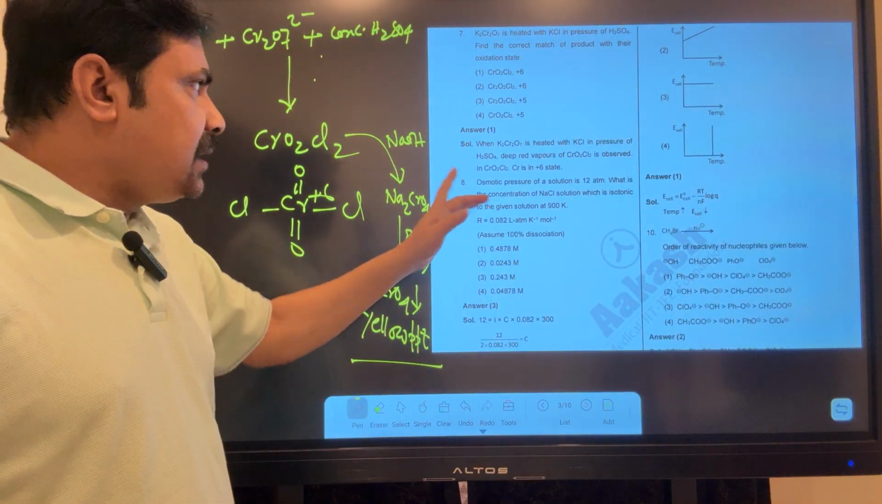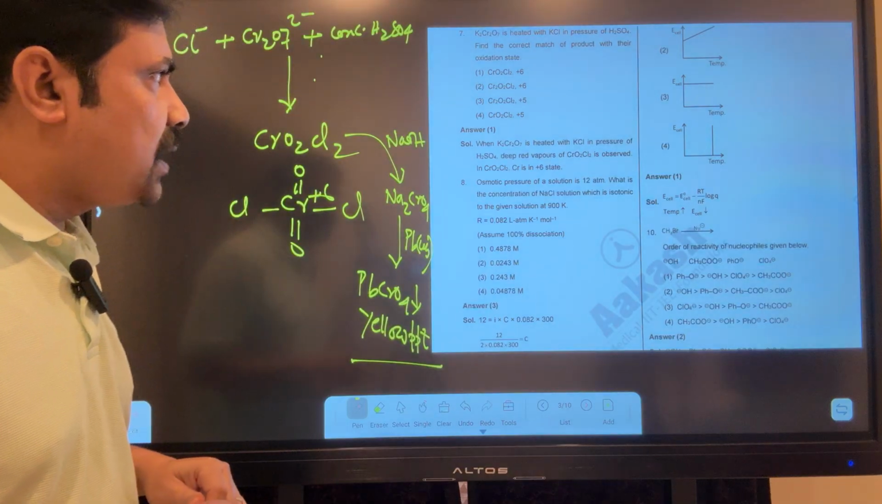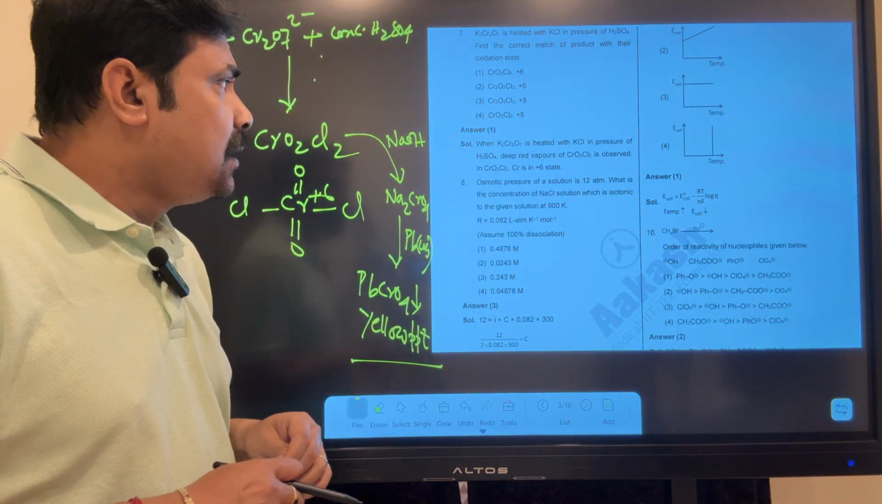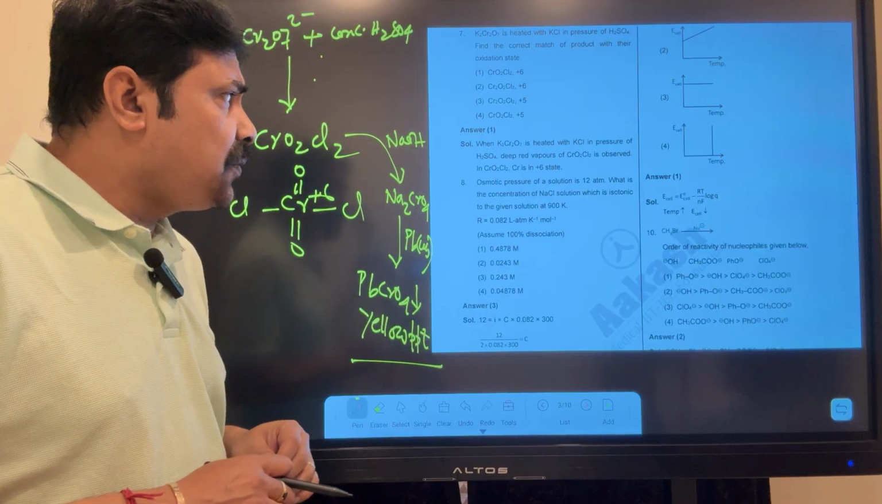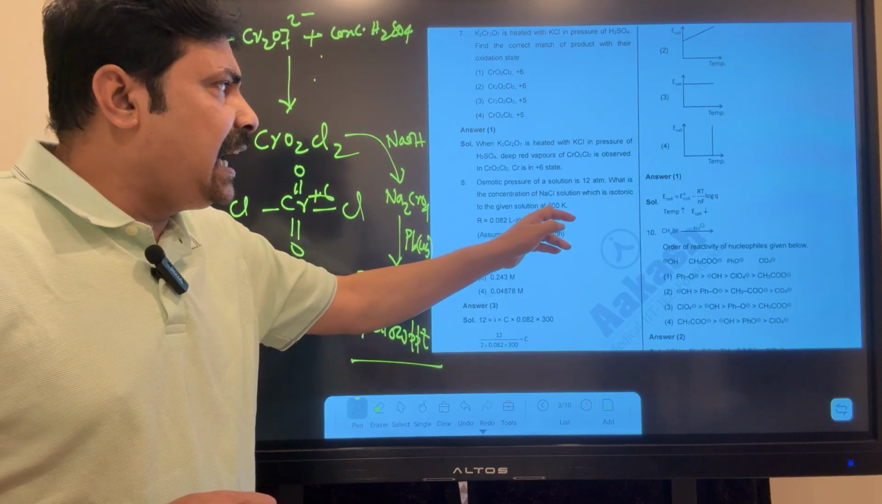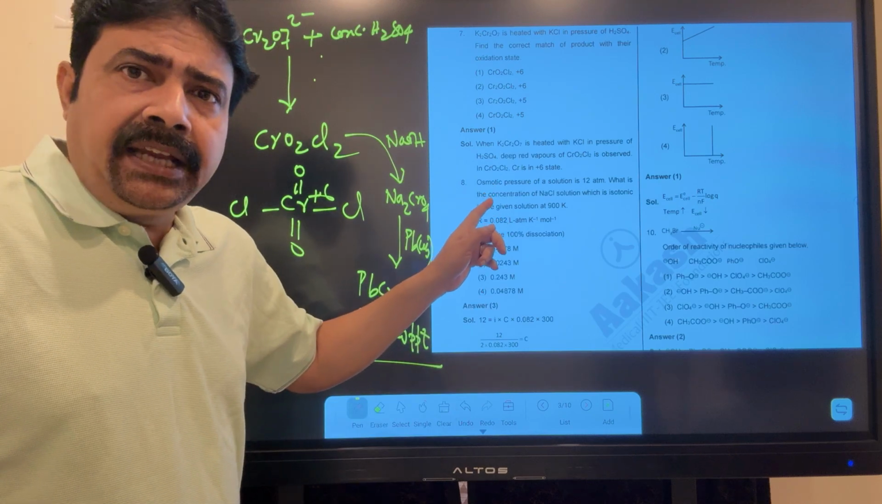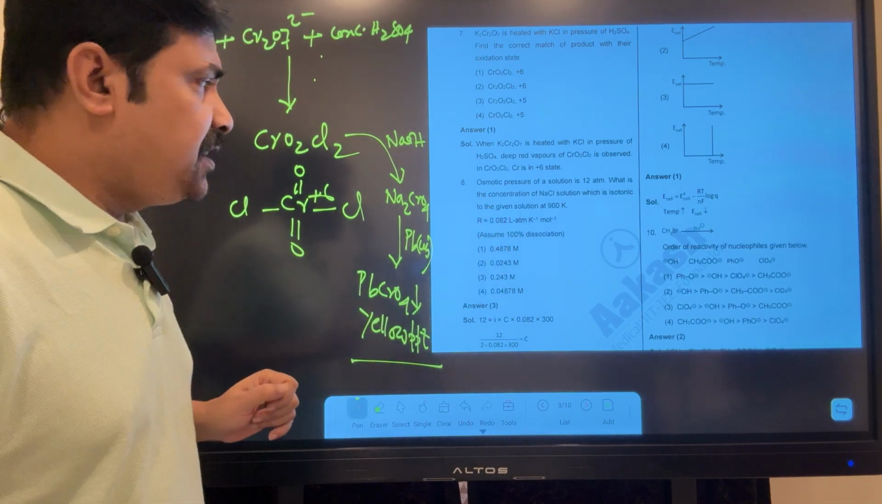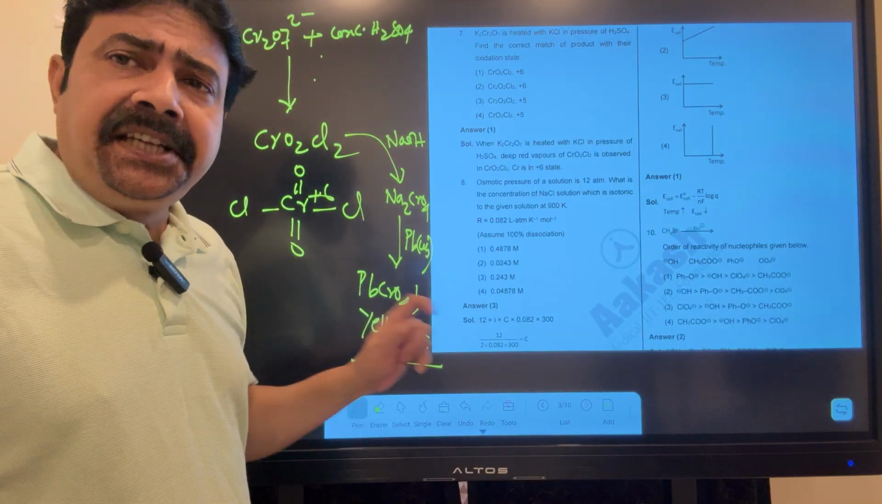Now here is question number 8. Look at this: the osmotic pressure of a solution is 12 atmosphere. What is the concentration of NaCl solution which is isotonic to the given solution at 900? It should not be 900, it is nothing but 300. So it is not 900, it is 300 K.